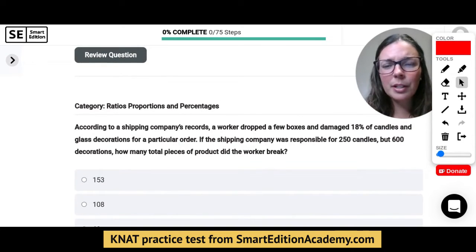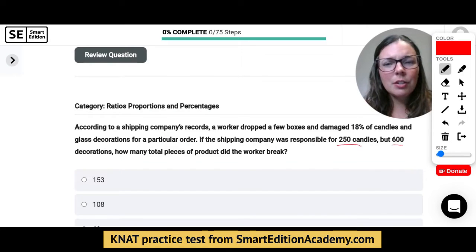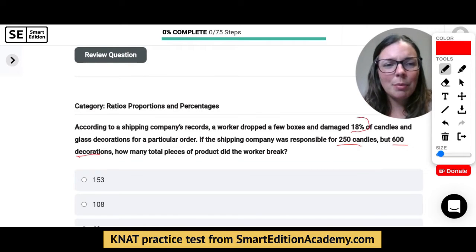Okay. According to a shipping company's records, a worker dropped a few boxes and damaged 18% of candles and glass decorations for a particular order. If the shipping company was responsible for 250 candles, but 600 decorations, how many total pieces of the product did the worker break? Okay, so they damaged 18% of candles and decorations, and we want to know how many total pieces did the worker break.